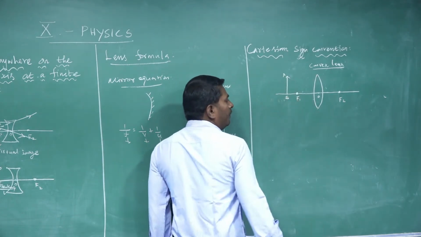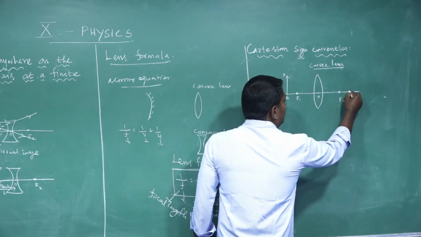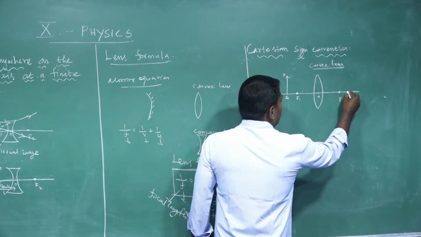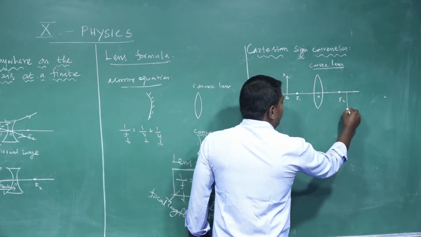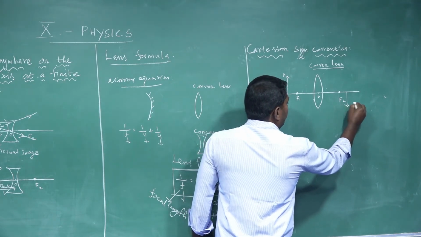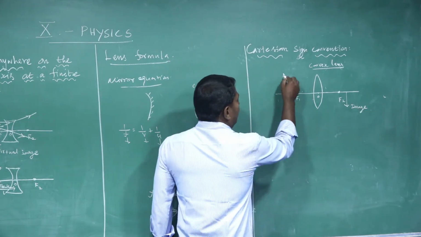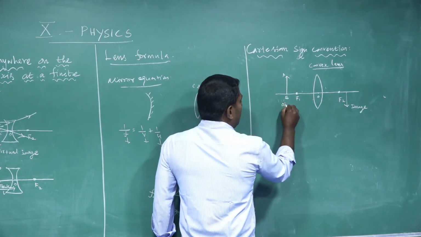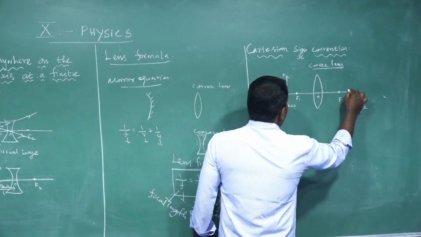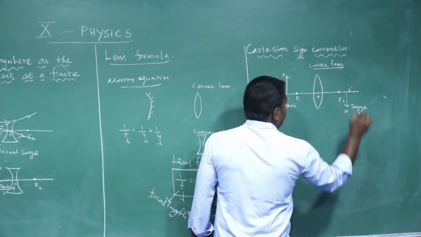AB, the image is formed behind the principal focus F2. This is the image. AB is an object. A prime, B prime is an image.